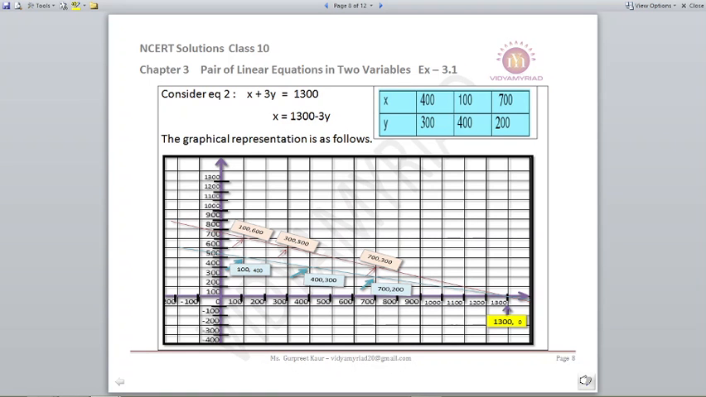In the same way in the next equation, when your y is 300, x comes out to be 400. Assuming y as 400, x comes out to be 100, and assuming y as 200, x comes out to be 700. So in my graph, I am using my values of x and y on a scale of 100, because the coordinates are coming in multiples of 100, and we will see that both the lines are crossing each other at one point, that is on the x-axis at 1300.